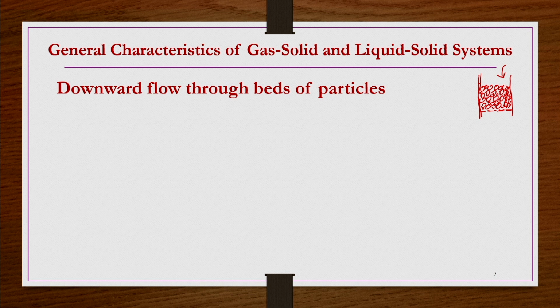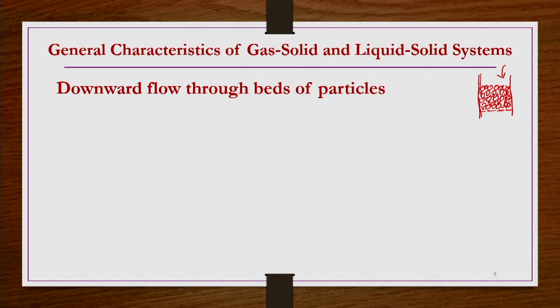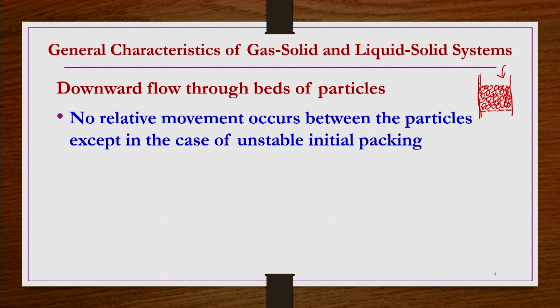So, whatever the pressure drop versus velocity or flow rate relations are there for a packed bed, like the Kozeny-Carman equation or the Blake-Plummer equation or the Ergun equation, those we have derived, they will be valid here. Why are they valid here? Because there is no relative motion between the particles if the flow is downward. There will not be any relative movement between the particles except in the case of unstable initial packing.